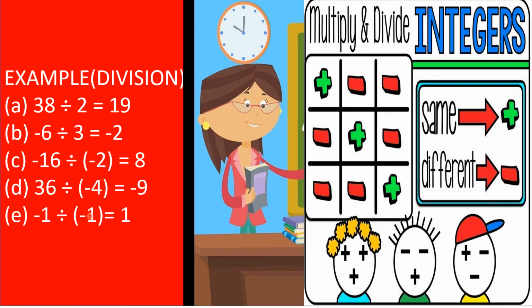So first always you decide the sign, then you multiply the numbers. First you decide the sign: minus by minus, same sign. Same sign means I'll get plus, and next you divide the numbers. 1 divided by 1 is equal to 1. If it is division, you divide. If it is multiply, you multiply the numbers.